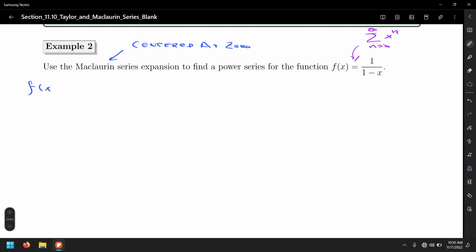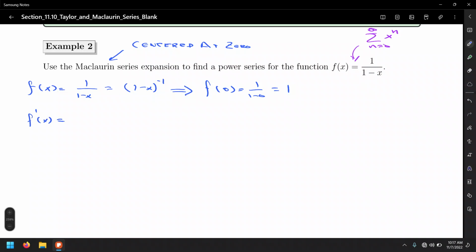Okay, so f of x, which is 1 over 1 minus x, and I'm going to rewrite this 1 over 1 minus x as 1 minus x to the negative 1 because we're going to take the derivative later. In the meantime, we're going to evaluate f of 0, that's 1 over 1 minus 0, which is 1. Take the derivative.